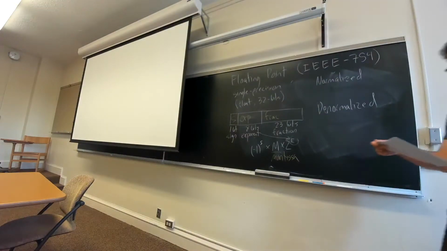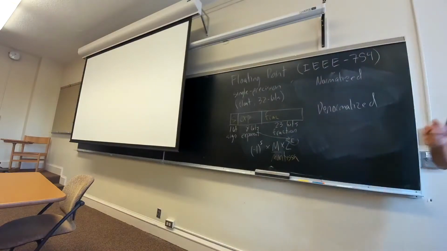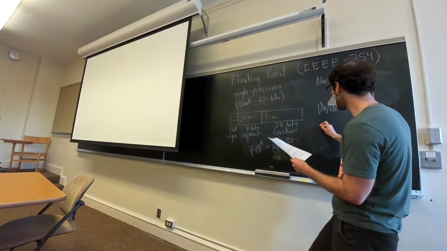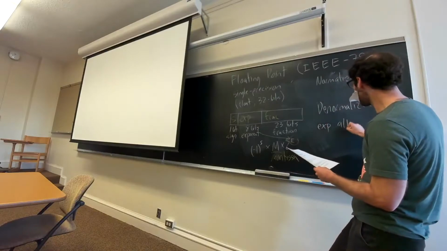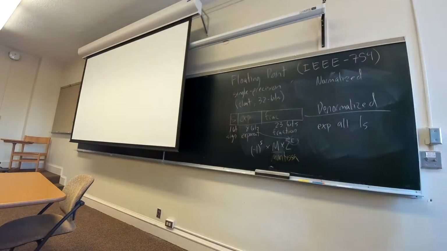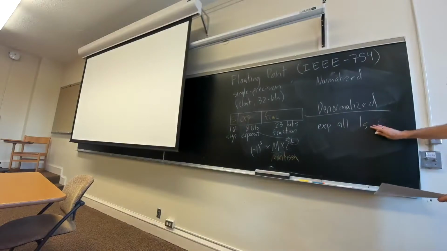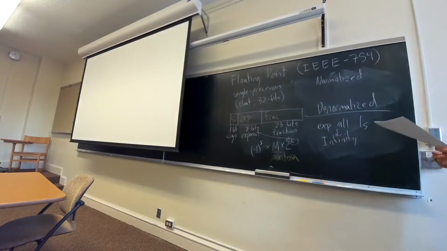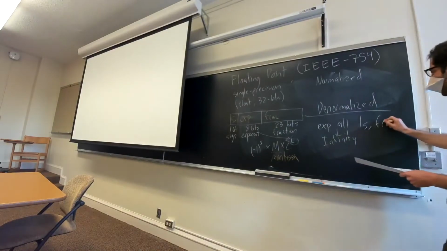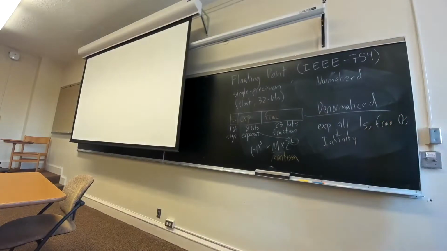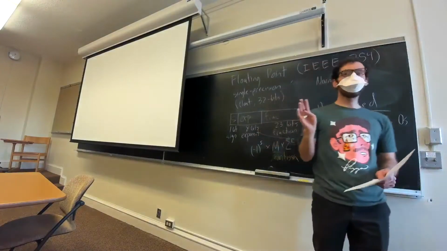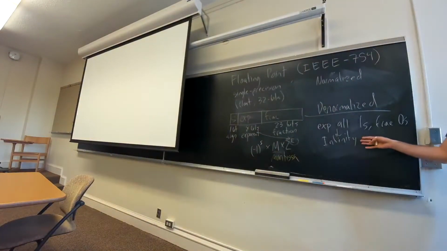So besides normalized and denormalized, there are two special values that this can represent. If the exponent is all 1s and the fraction is all 0s, then we have positive and negative infinity. So, for example, in this floating point representation, if you divide a float by 0, it will actually give you infinity.